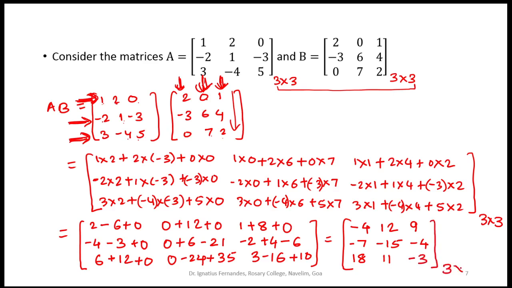So this is the product of A and B, which is a 3 by 3 matrix. In general, this is how we multiply given two matrices A and B.